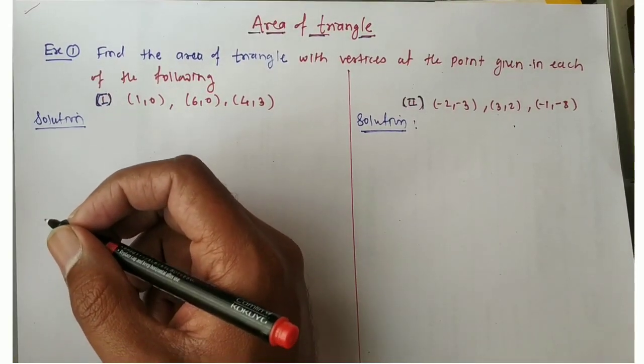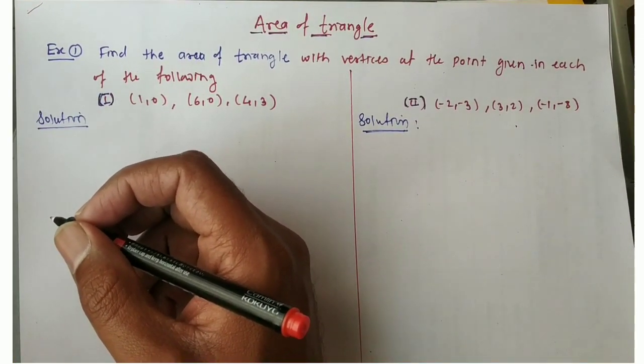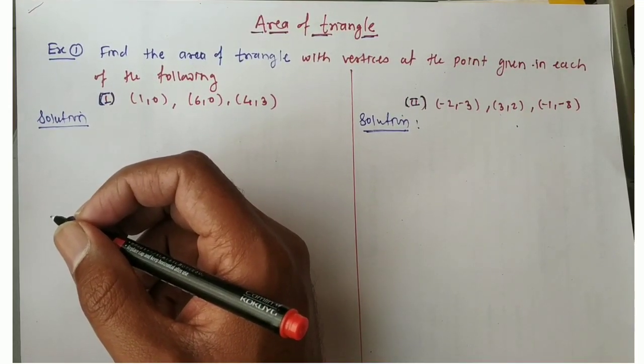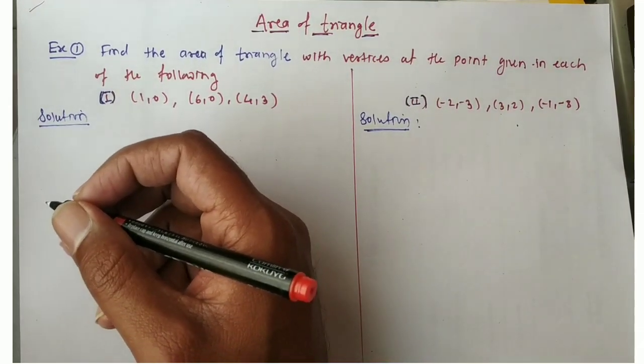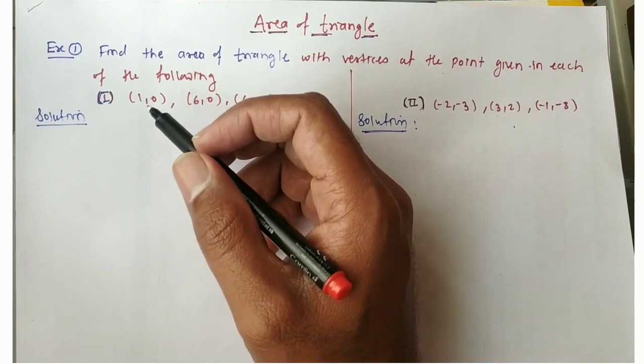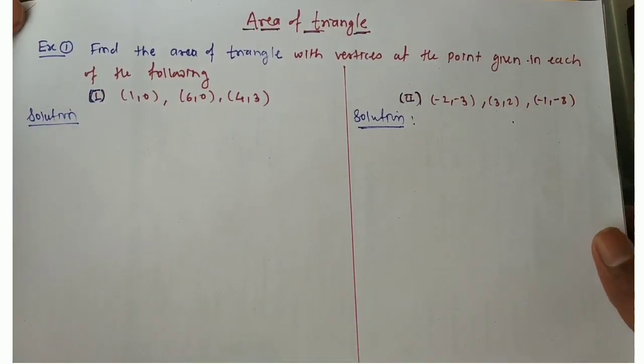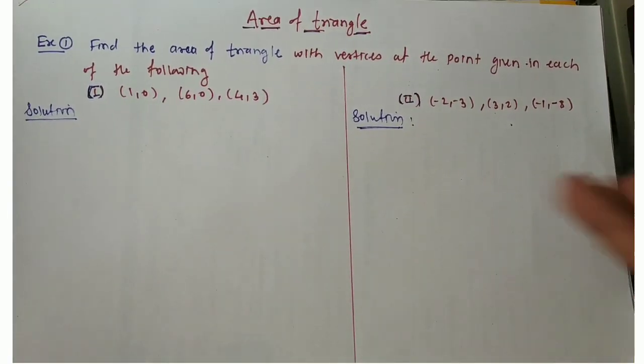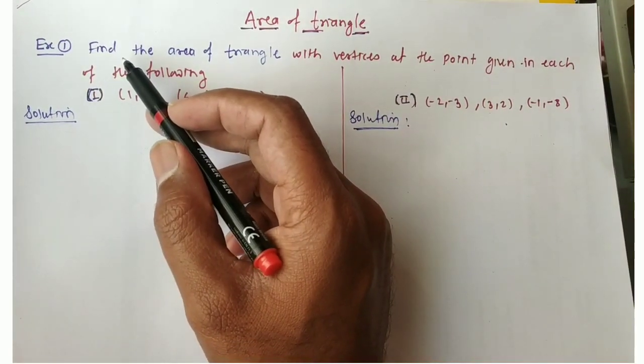Hello everyone. In today's lecture we will see how to find the area of a triangle using the determinant method. This is an important point because many times in exams they have asked you to find the area of a triangle using the determinant method. So we will solve two problems.